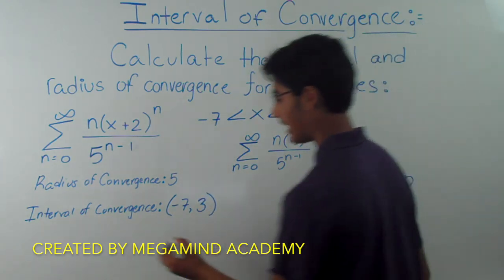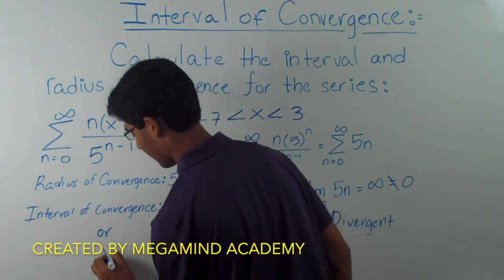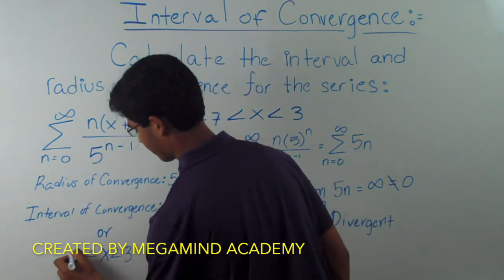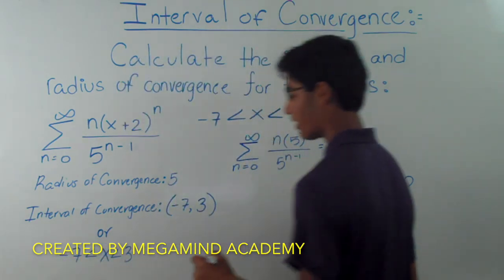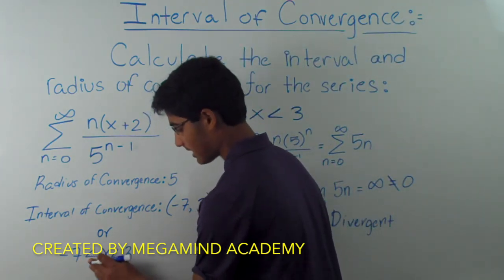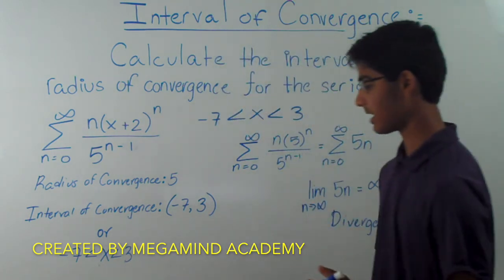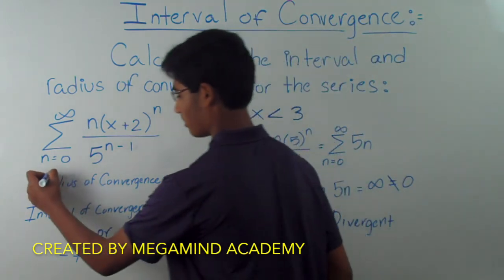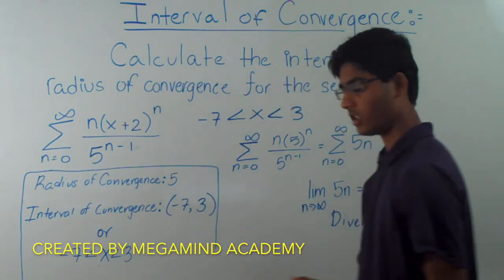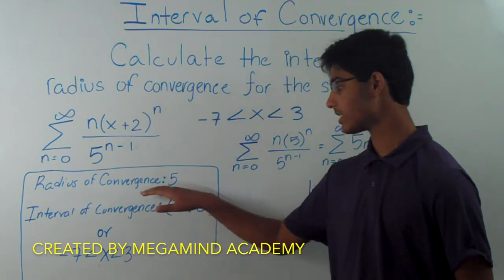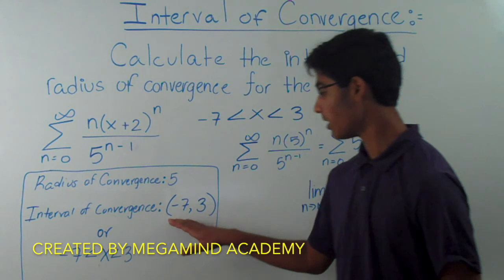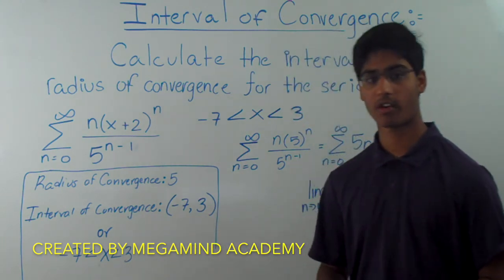Or you can write the interval as x is less than 3, but greater than -7. And if one or both of those were included in the interval, then we would have greater than or equal to or less than or equal to. But they're not in this example. So, the answers to this problem are the radius of convergence is equal to 5, and the interval of convergence is equal to parenthesis -7, comma 3 parenthesis.